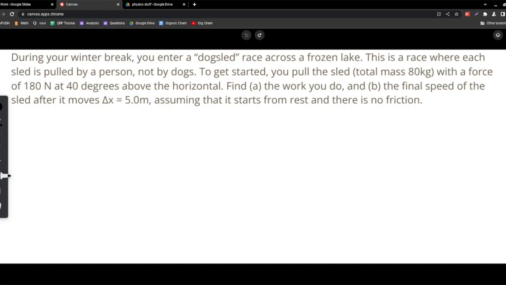So here we have a kinetic energy problem, and let's just get straight into it. So it says during your winter break, which is actually right now because it's December 28th, you enter a dog sled race across a frozen lake.